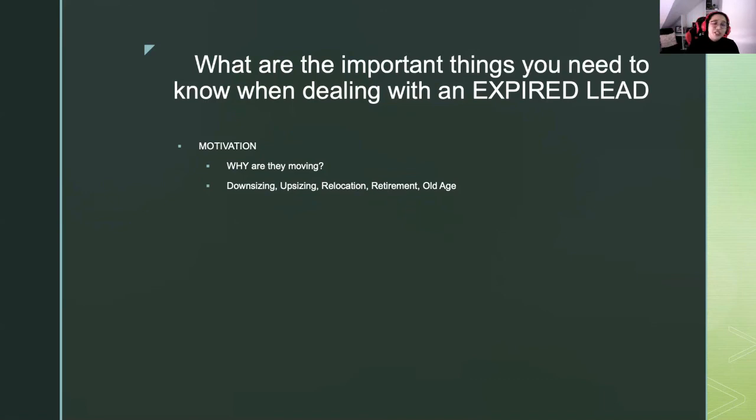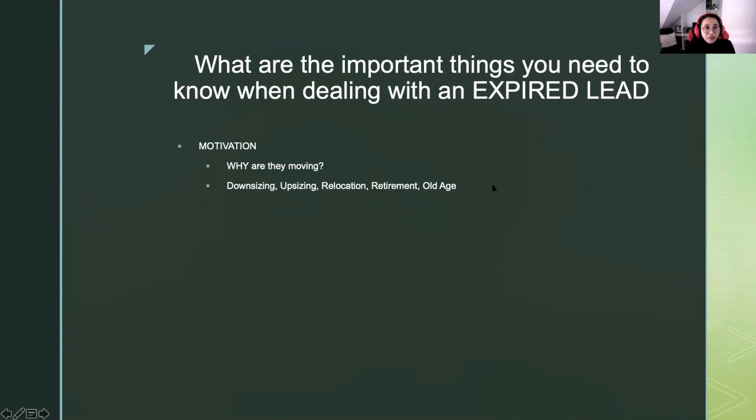It could be a relocation because they want to retire. It could be a relocation because they want a different type of house with no stairs because they're already in their old age. So it could be a lot of different reasons. You just have to know how to ask the motivation. I'm going to teach you later on how to get the motivation of your lead.